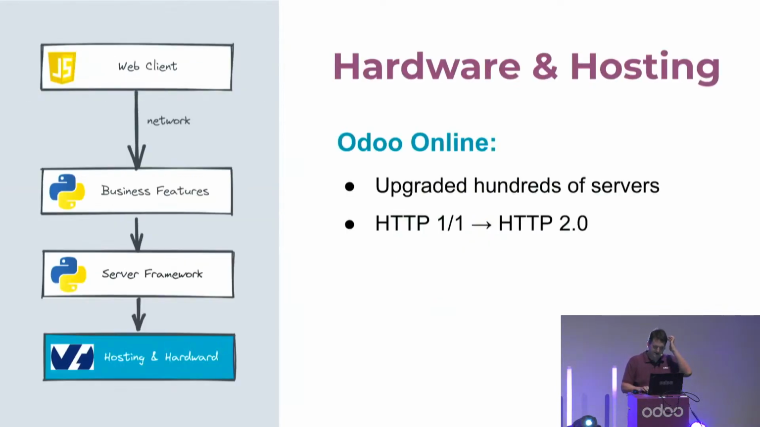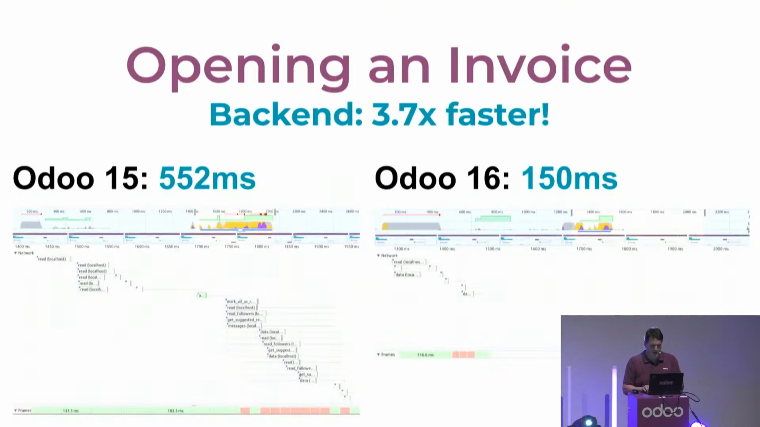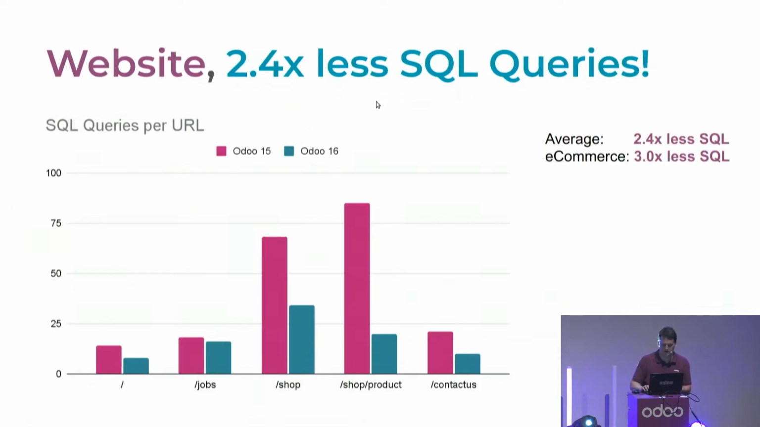And last but not least, if we want everything to be fast, we need to work on every layer. So we also worked on the hardware and the hosting. On Odoo Online, we upgraded most of our servers. We went from HTTP 1 to HTTP 2. And now, as a summary, on my old laptop versus this new one, it's 2 times faster, but on my own laptop, I went from 552 milliseconds to open this document to 150 milliseconds to open the invoice, 3.5 times faster.